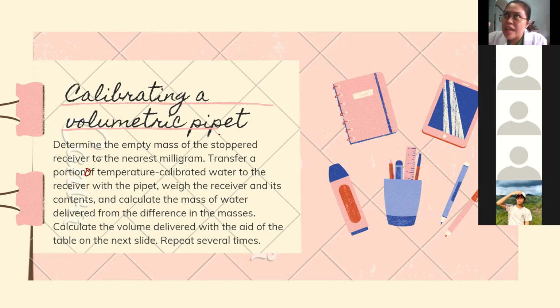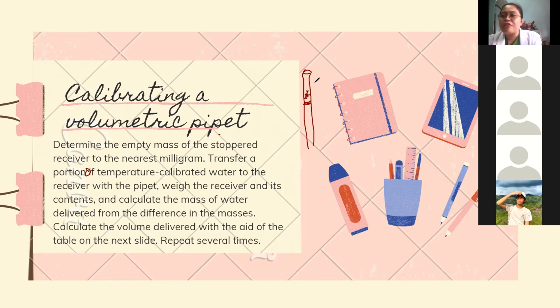Okay? So sa class, sa pipette, if this is how a pipette looks like, may calibration siya dyan, actually sa taas nakalagay kung ano dapat yung kanyang temperature. Okay? So for example, ang nakalagay dyan na temperature ng iyong dapat i-measure na volume is 20 degrees Celsius, you have to make sure na ang water na i-measure mo using the calibration is 20 degrees Celsius. Okay? So again, transfer a portion of temperature calibrated water to the receiver using a pipette.